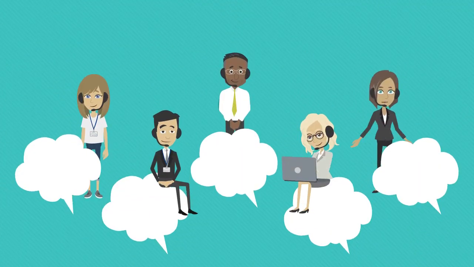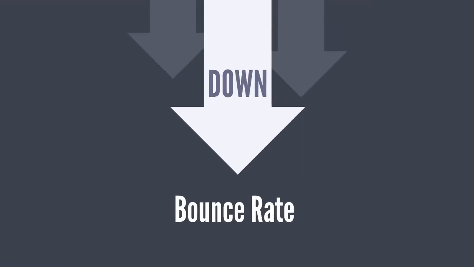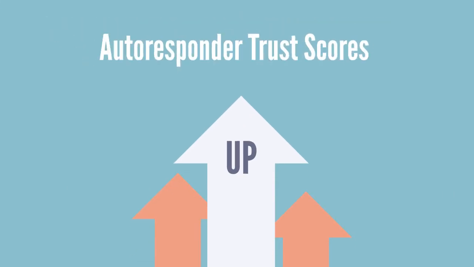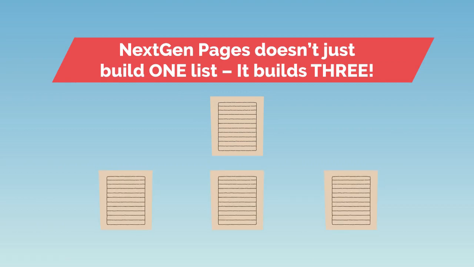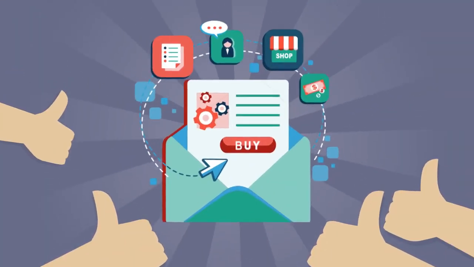Deploying a clean subscriber list created with NextGen Pages, where every single subscriber is genuine, has an enormously beneficial effect with your email service provider. It lowers your bounce rate and so raises your autoresponder trust scores, which in turn greatly enhances your deliverability rates. NextGen Pages doesn't just build one list, it builds 3.